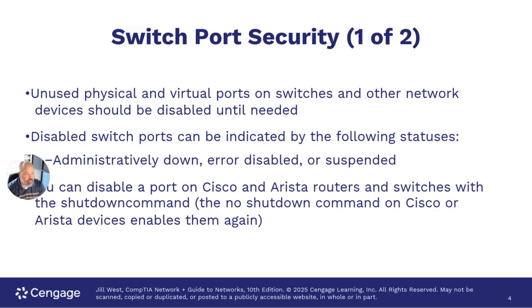When ports are disabled, they show status messages like administratively down or error disabled, which is basically the network's way of saying nothing to see here, move along. On Cisco or Arista devices, you can use the shutdown command to disable ports and no shutdown to bring them back up. It's like a light switch, but for your data.